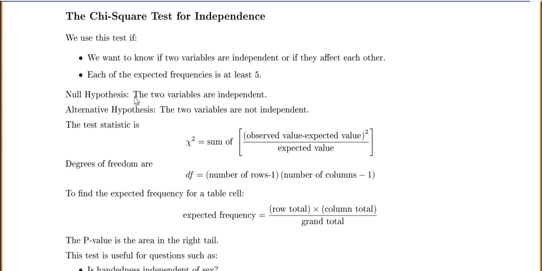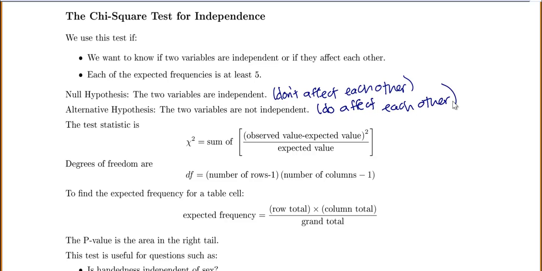Now, the null hypothesis will always be that the two variables are independent, meaning that they don't affect each other. The alternative hypothesis is that the two variables are not independent, so they do affect each other. And it will always be that way. The null will always be that they don't affect each other. The alternative will always be that they do.